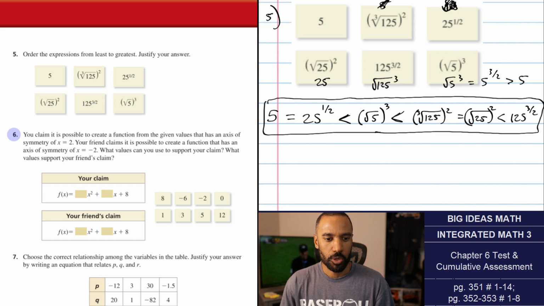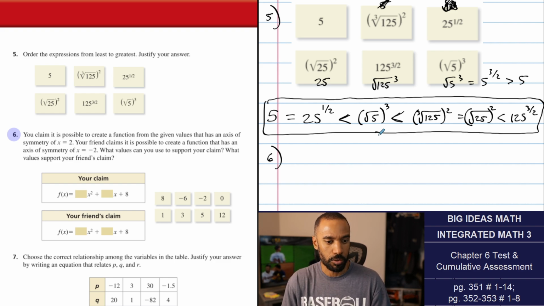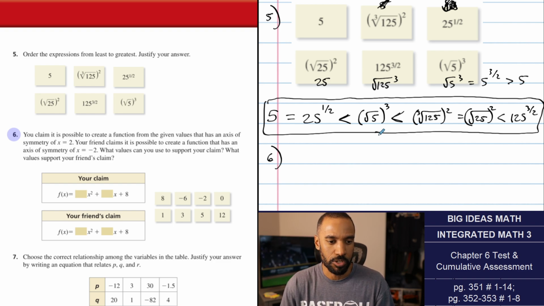You claim it's possible to create a function from the given values that has an axis of symmetry at x equals 2. What's axis of symmetry? I guess that's quadratic function graphing. Your friend claims it's possible to create a function that has an axis of symmetry of x equals -2. What values can you use to support your claim? What values support your friend's claim? So I guess both work.